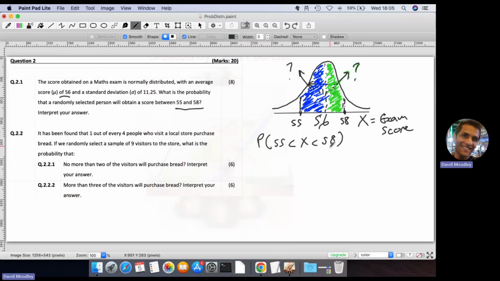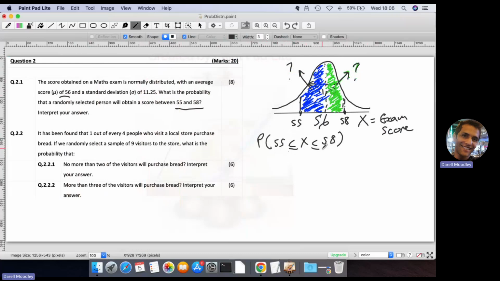Now you could have less than or equal to, and that doesn't really make much of a difference for the normal distribution. Remember, for continuous distributions, it doesn't matter whether it's greater than or equal to, or strictly greater than. So this would be the same thing as if I did this. It wouldn't make a difference.